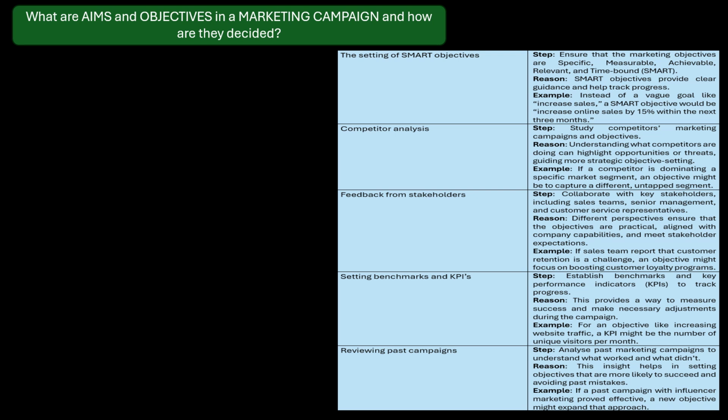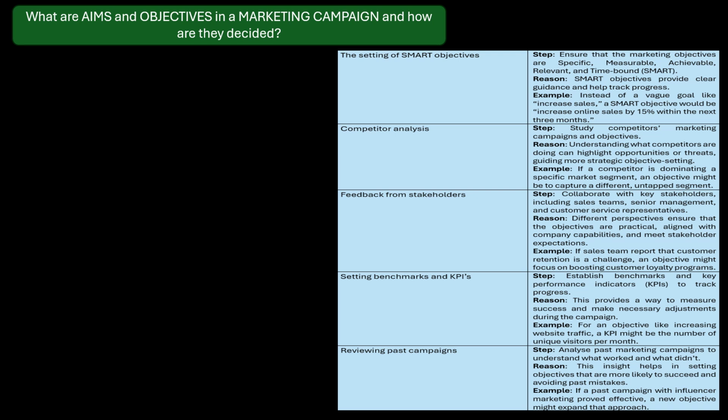Setting benchmarks and KPIs, establish benchmarks and key performance indicators to track progress. Now, you may know what a KPI is, you may know what benchmarks are, but they're useful tools in monitoring progress and whether something is successful or not. And if it is, fantastic, and if it's not, changes can be put in place. So setting benchmarks and KPIs plays a part in the overall aims and objectives of a marketing campaign.